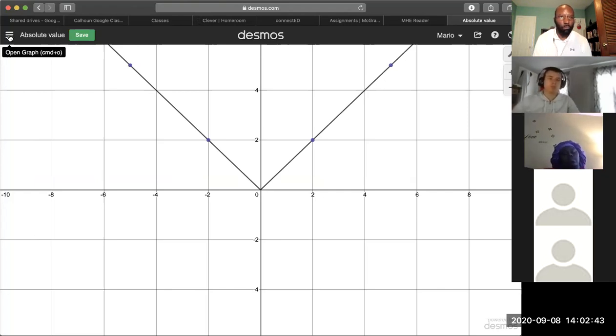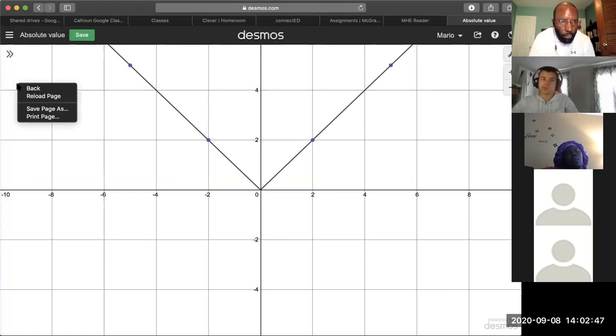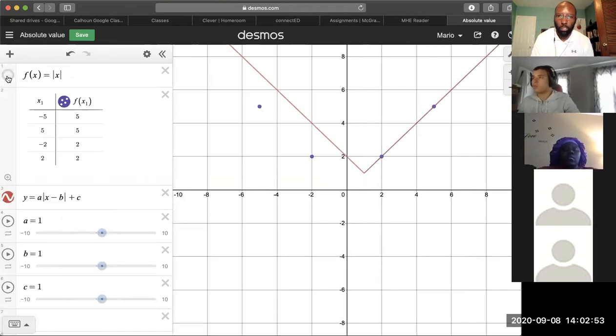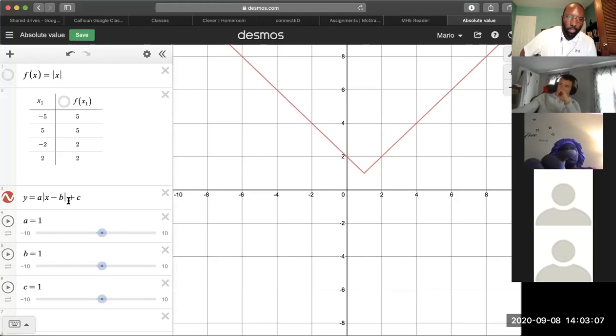And just to verify that, I like proofs. Open graph right here. I'm going to pull up this absolute value, and take that black one off for a second. So this is still absolute value. This is saying A times the absolute value of x minus b, increased by c.